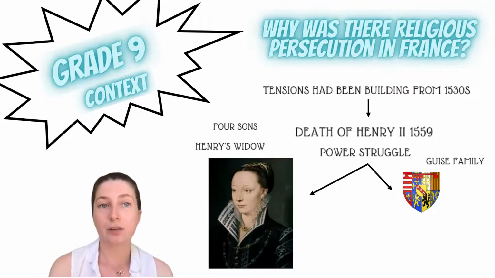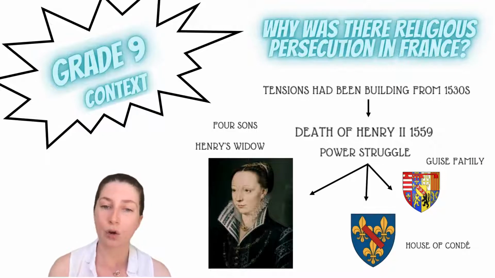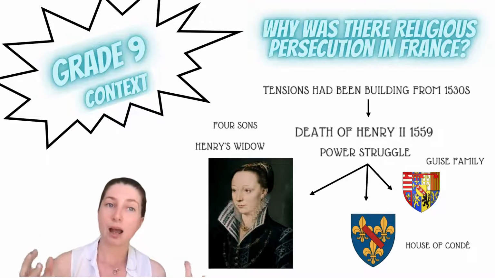At the time in France, there were 2 other powerful families. We have the Guise family, who you might know of from Mary of Guise, who was the mother of Mary, Queen of Scots, if you're familiar with the Tudors and learning about that at school. They were an extremely strongly Catholic family. We also have the House of Condé, who was another family with royal blood. This house was predominantly Protestant.